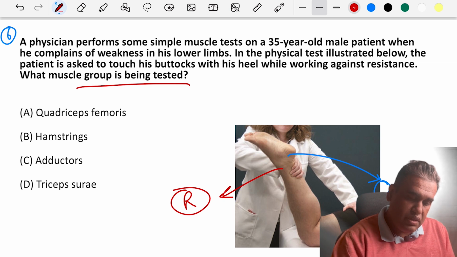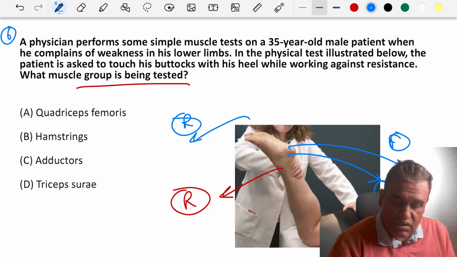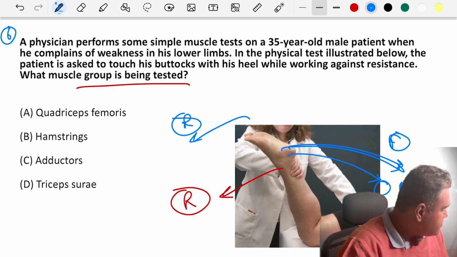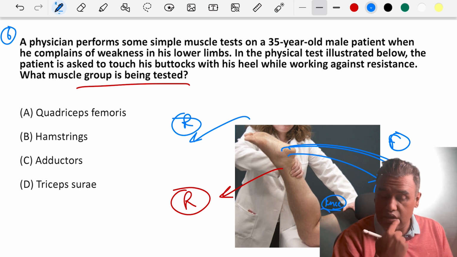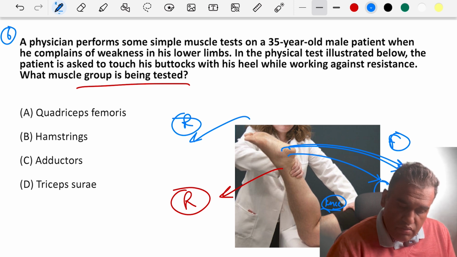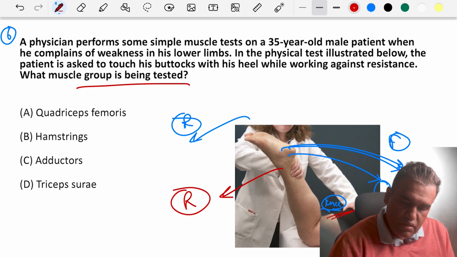Basically, the patient is being asked to apply force in this direction against a resistance in this direction. The movement is occurring at which joint? The knee joint. What movement? Basically knee flexion. Which muscle causes knee flexion? The muscles lying over here. These muscles cause knee flexion, and these are the posterior thigh muscles, also known as hamstring muscles.